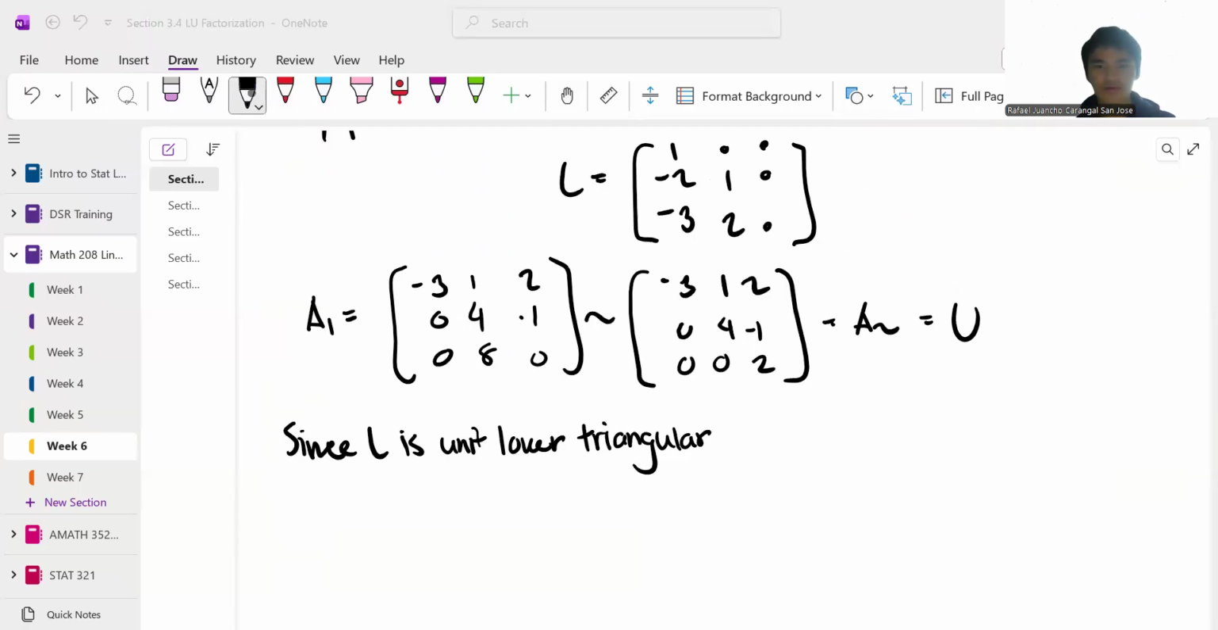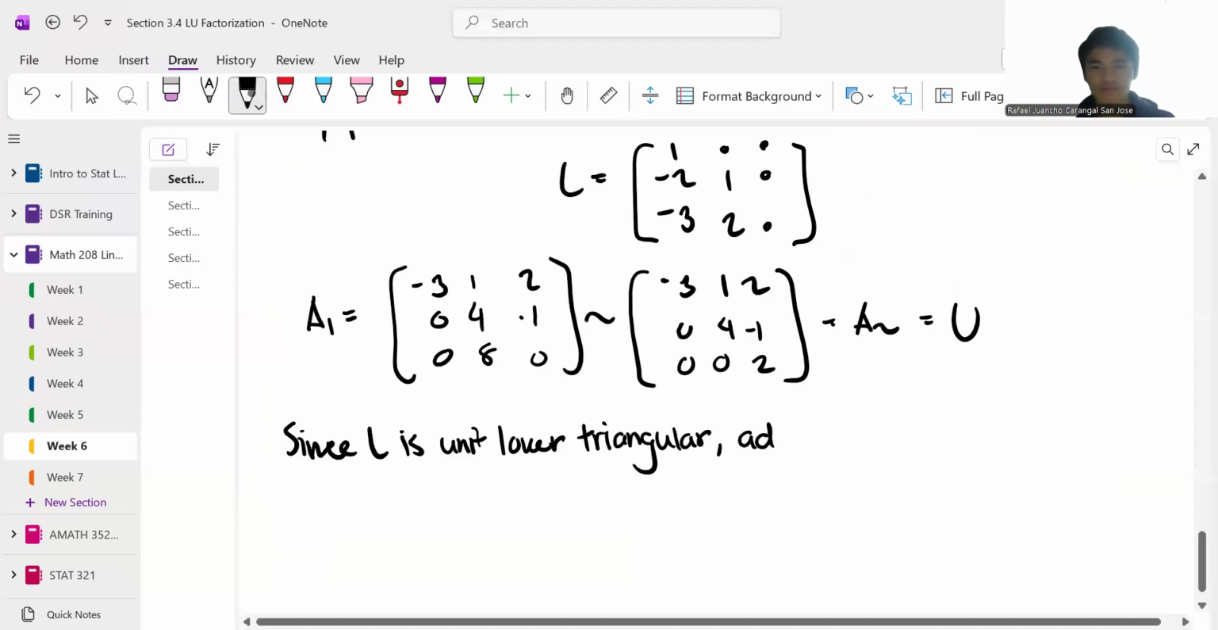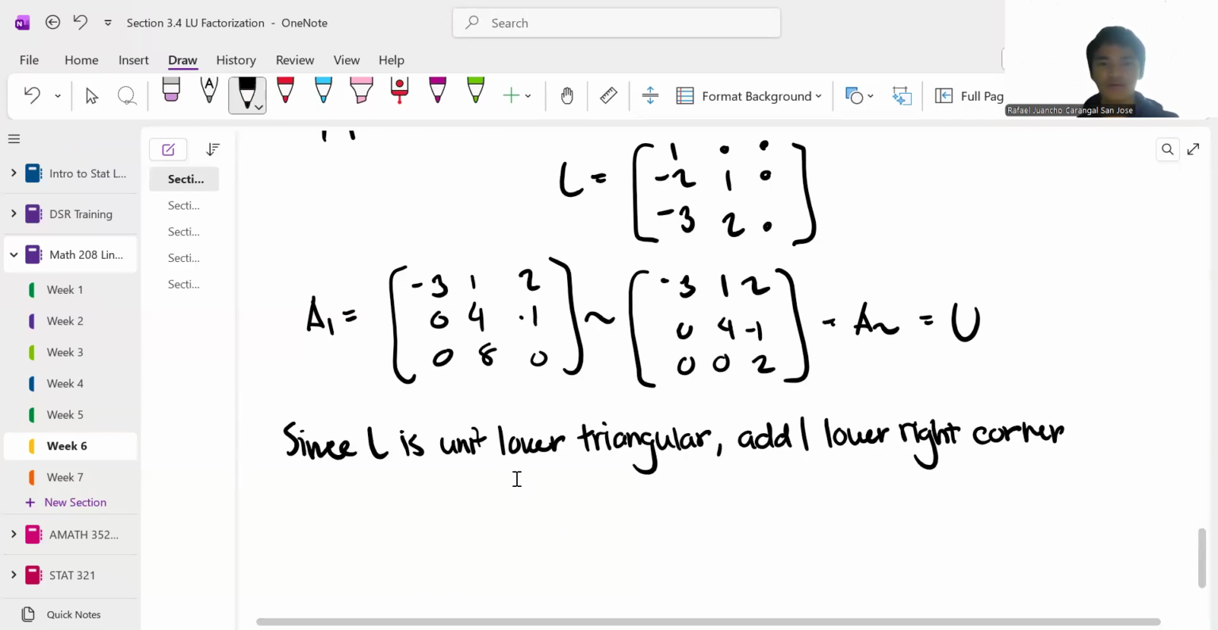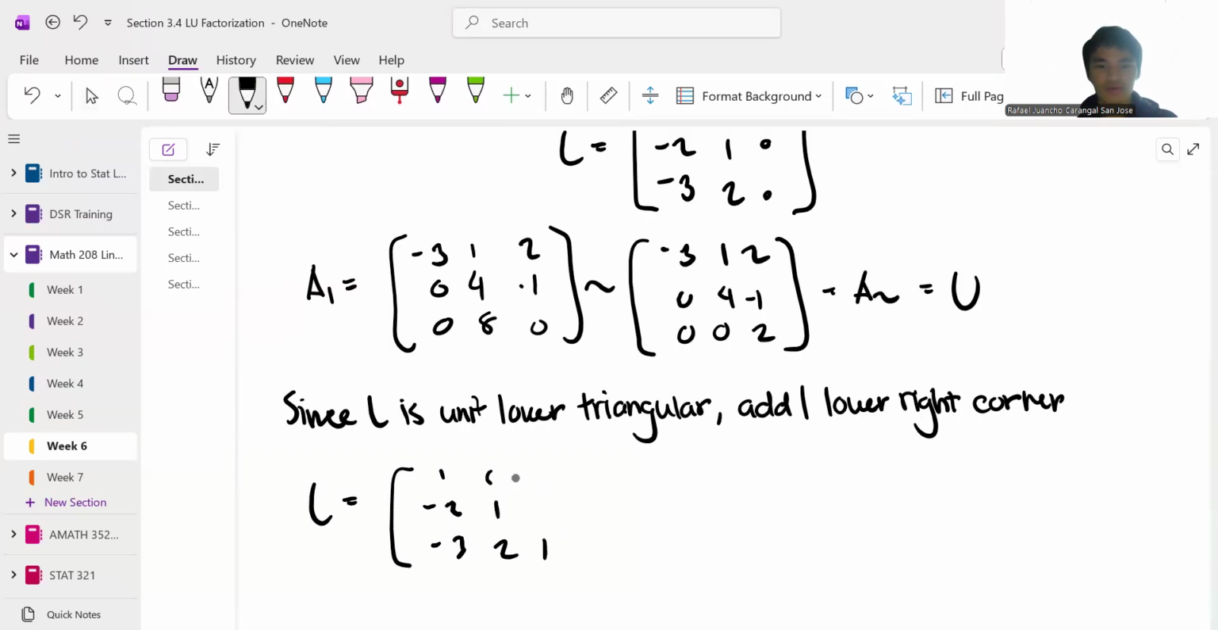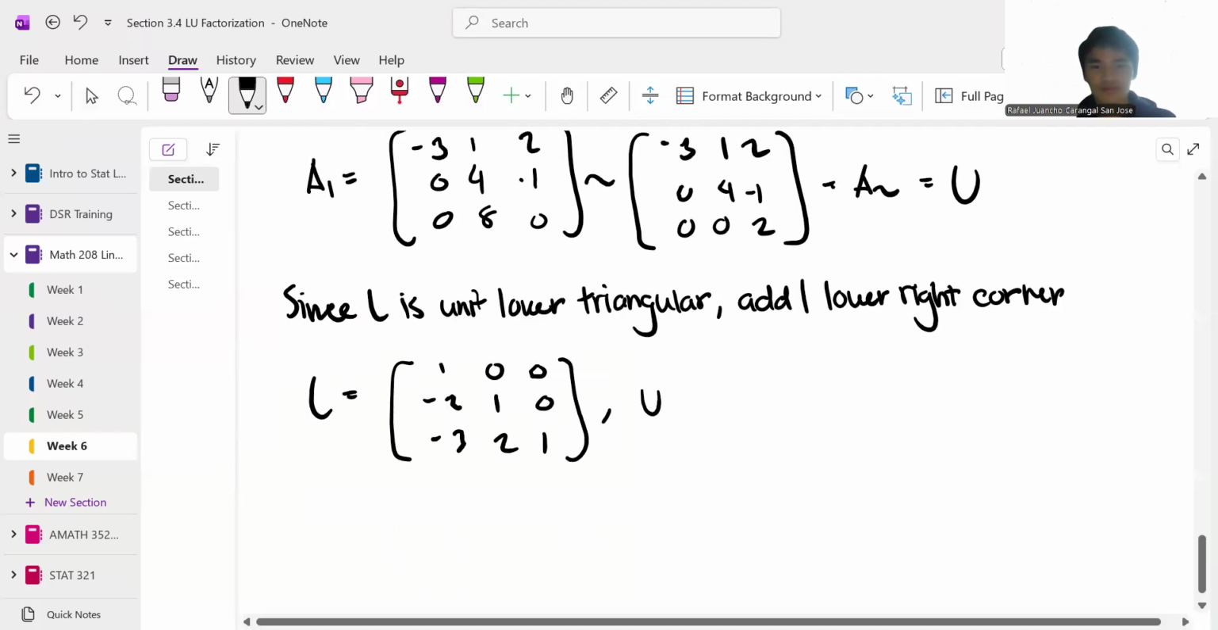Then add a 1 in the lower right corner. How do we do that? We're going to add a 1 here. So L is just going to be 1, -2, -3, 1, 2, 1. And the rest is 0. So that's our L. Then our U is this guy.